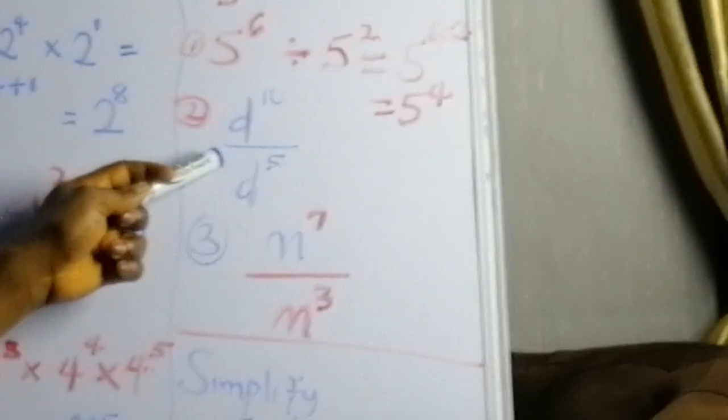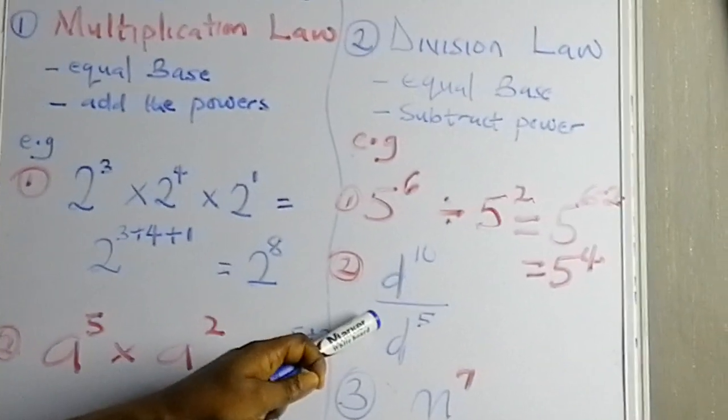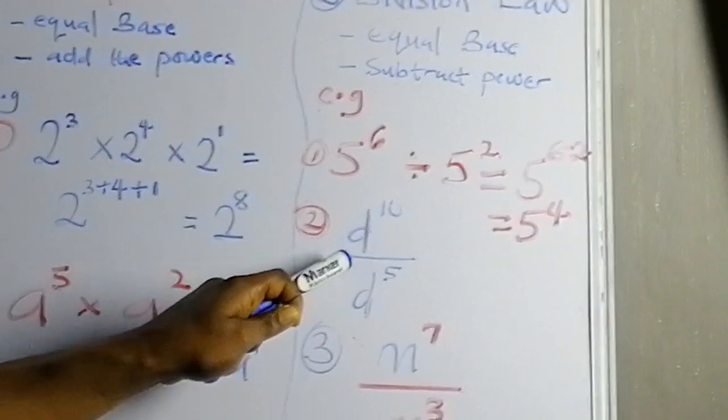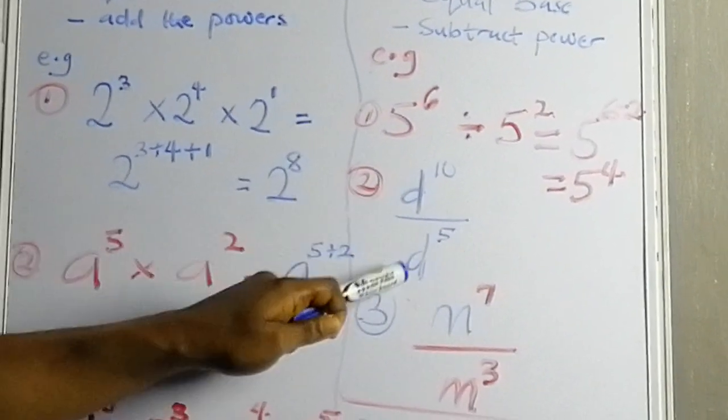The same thing applies here. I might not write the division like this; I might write it as a long division like this. So it's still the same thing. This one is the same thing as what? D raised to power 10 over D raised to power 5. Common base. They are common.